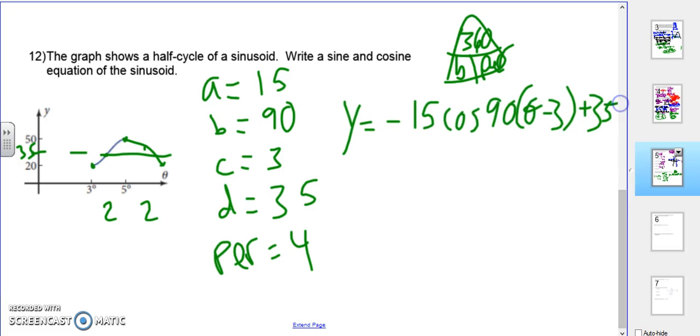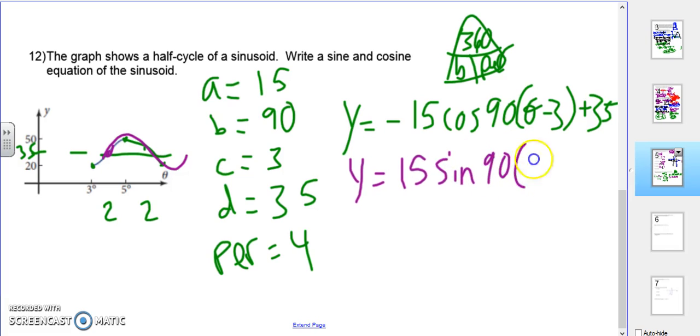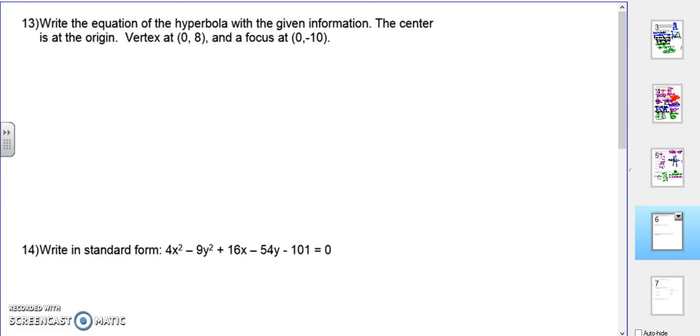Now, if I were to write a sine graph, and remember, there is more than one correct answer, I would start from here and go on. That would be a positive sine graph. So 15 sine 90 theta minus 4, plus 35, and this would start in between. And there is more than one correct answer. That's just one of the answers, or both of the answers.